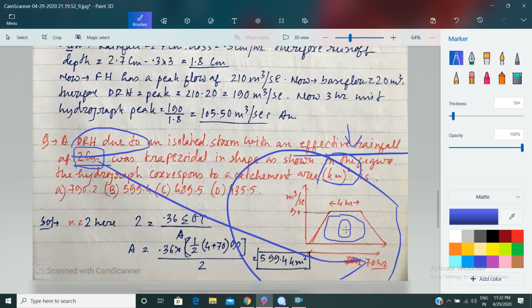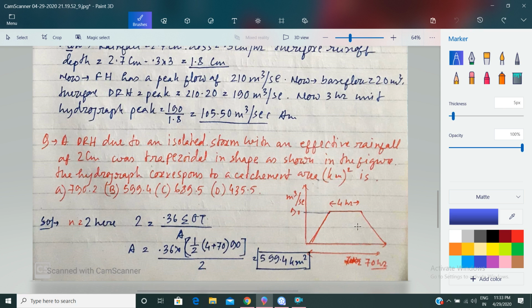Then you can do it like this: the area of the trapezoid equals half into the summation of parallel sides, into height, which is given here as 90 meter cube per second. So half into 4 hours plus 70 hours, into 90 meter cube per second, will give you the volume of the runoff. Then divide it by 2 centimeter DRH, then you will get the area in kilometer square. I am recommending you not to just follow the formula here. Just do it by yourself with your concepts.